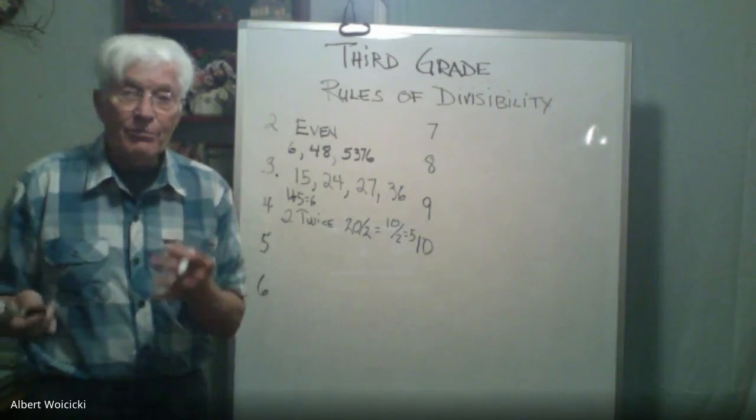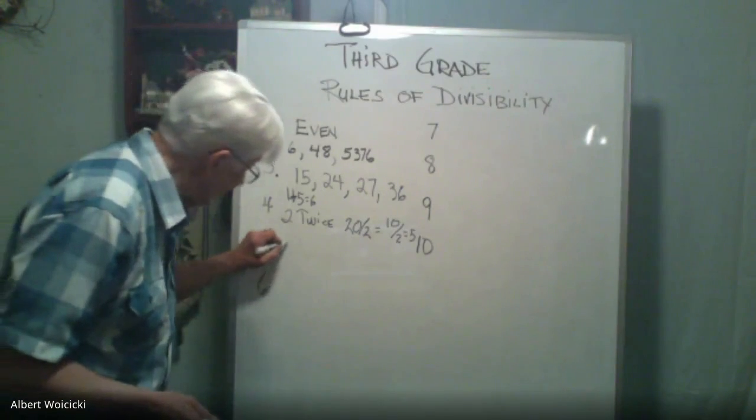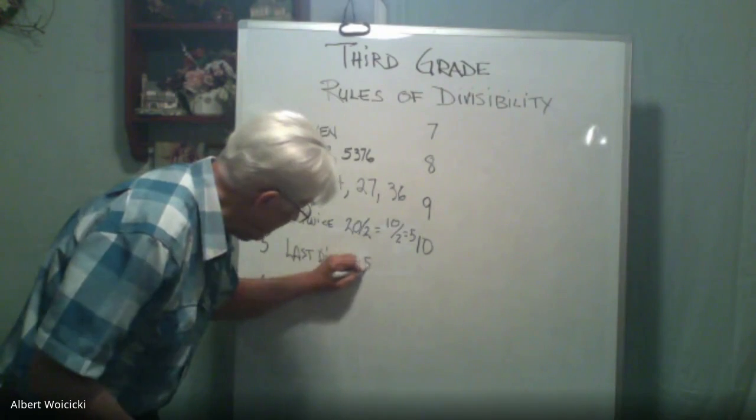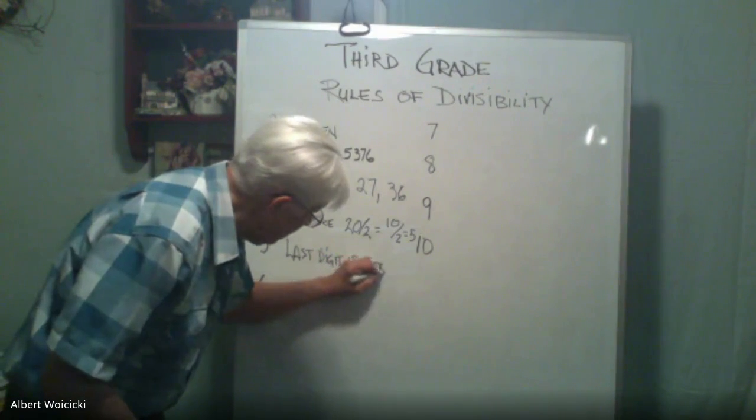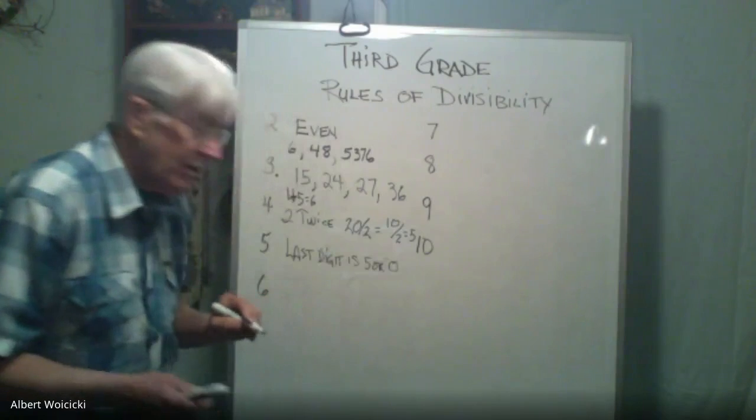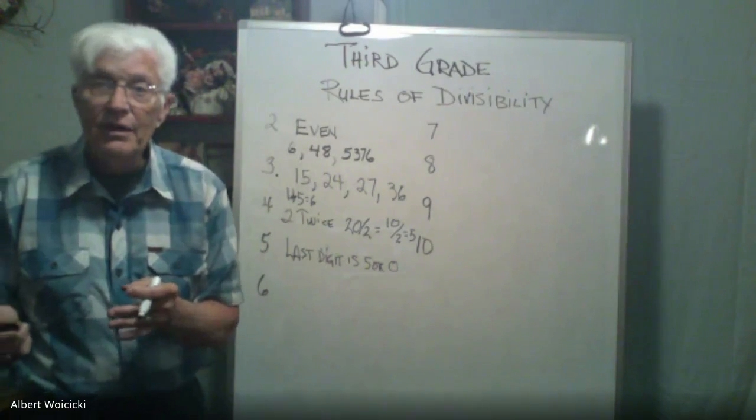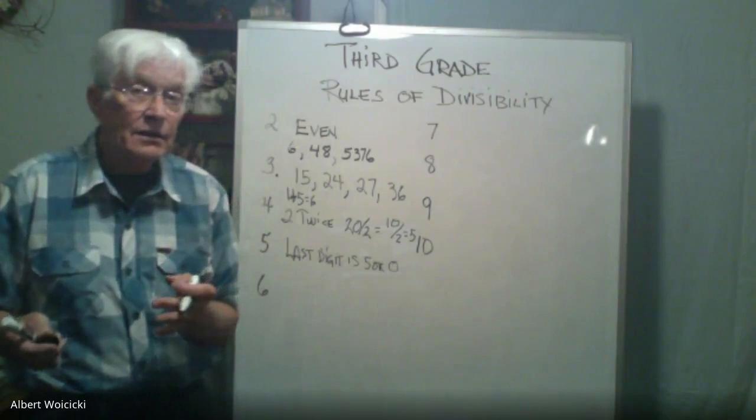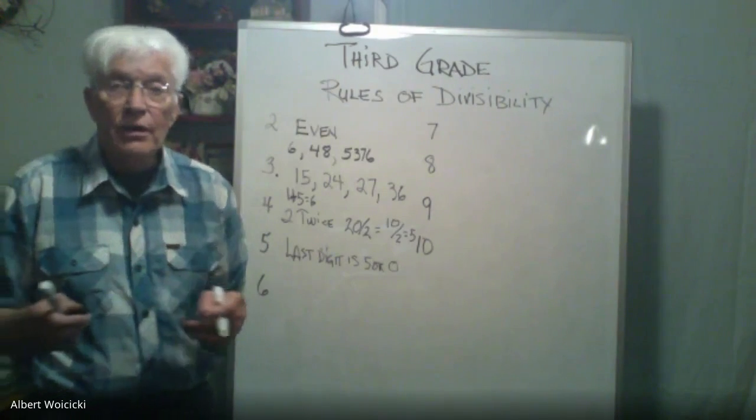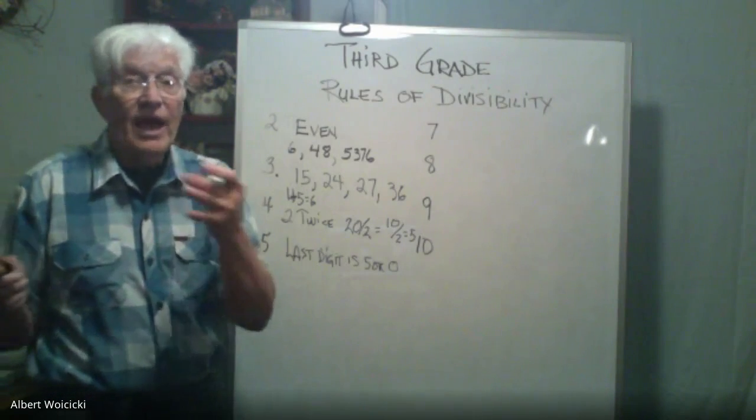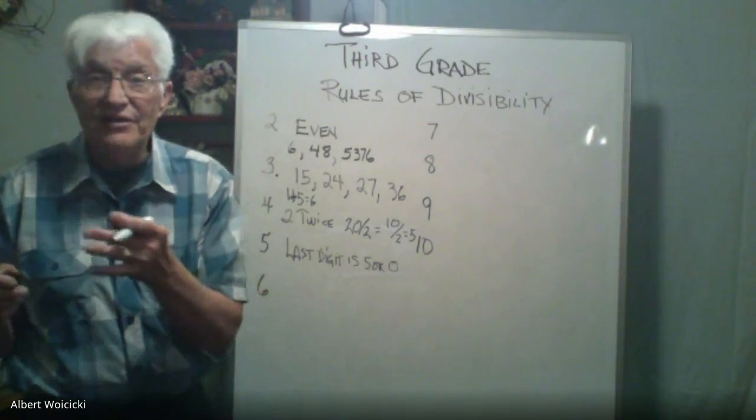It's very simple. Look at the end digit. The last digit is 5 or 0. Because 5 goes into 5 one time, and it goes into 10 twice. So because of that basic idea, we have the rule of divisibility for 5 and 10.